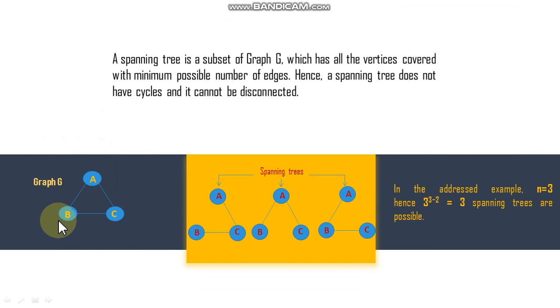See here, this is an example simple connected graph. It has 3 vertices and these are the possible spanning trees for this complete graph. A, B and C, these 3 vertices are all connected, but no cycle has formed. We can calculate the number of spanning trees for the complete graph using the n power n minus 2 formula. So n is equal to 3 here. 3 power 3 minus 2 is equal to 3, so 3 spanning trees are possible for this complete graph.